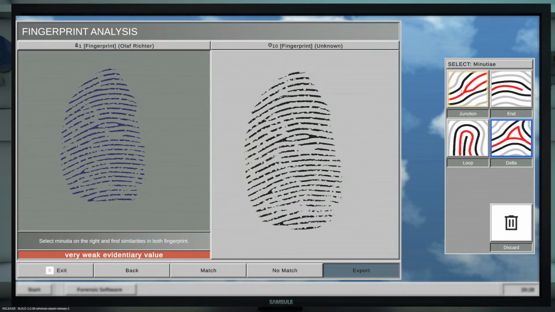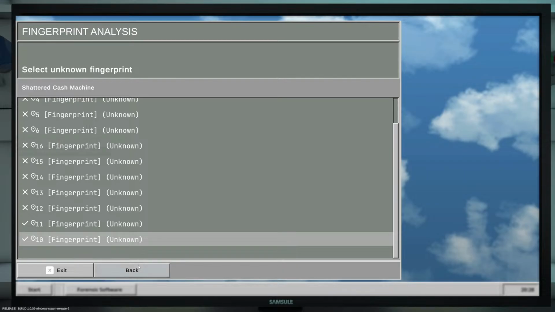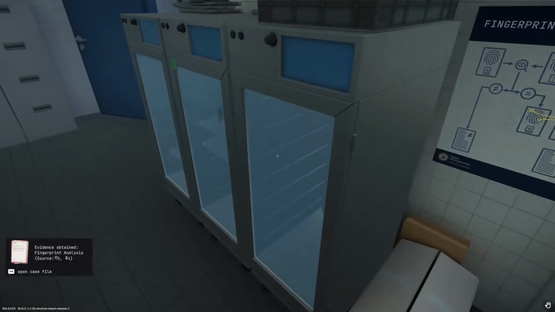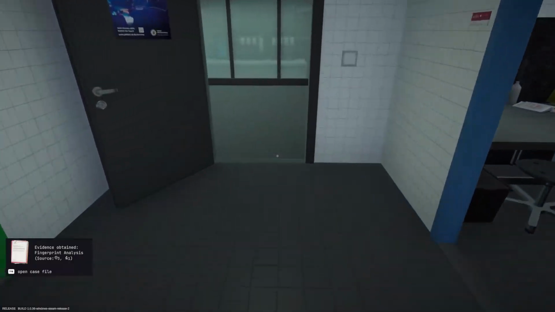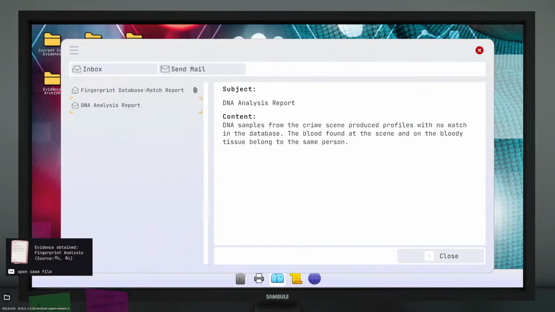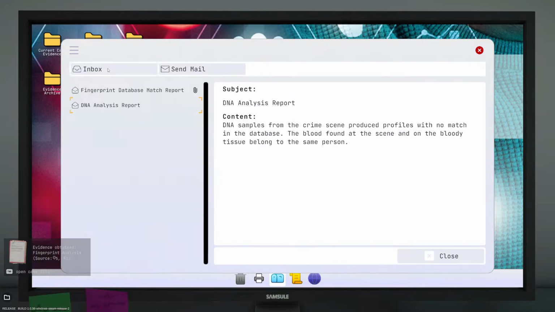Yep, here he is again. He showed up in the last two fingerprints. Okay, Olaf. We'll send that in. Send mail. Select all. And let's see what we get back here.